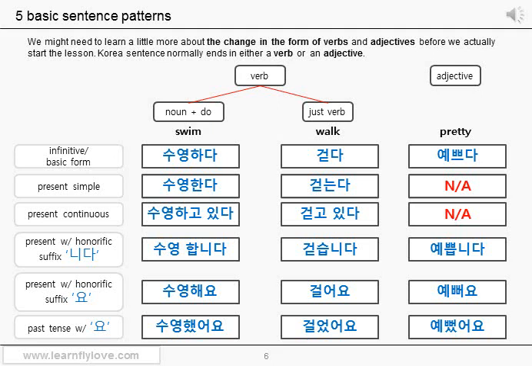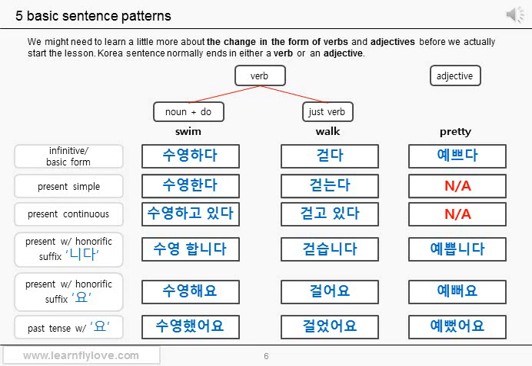Let's move on. Let's see the basic form of the adjective pretty. 예쁘다. Strangely, this adjective also ends in 다. As we told you earlier, adjectives in Korean work like a verb, so it looks like a verb. Let's take a look at the present simple tense form of them.